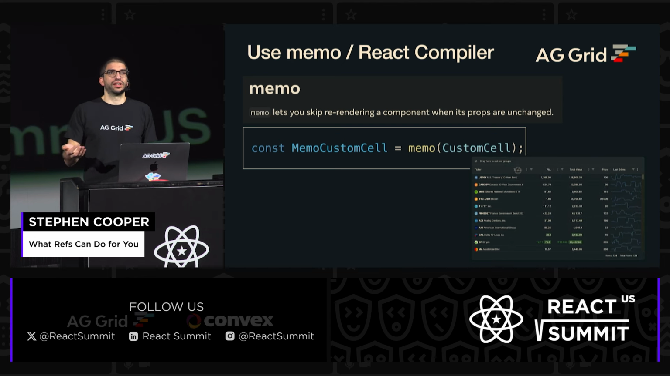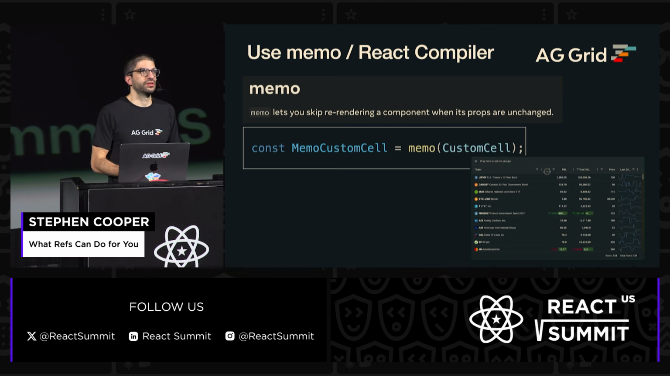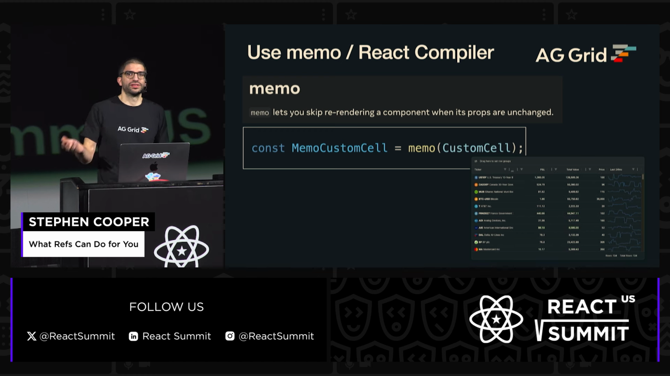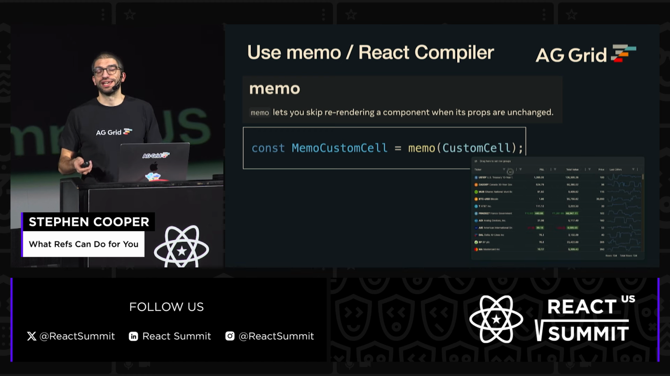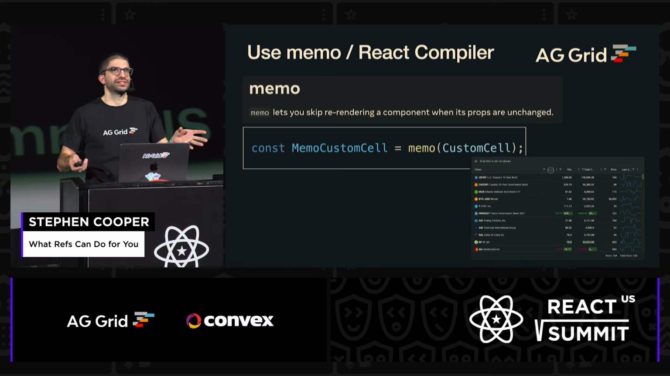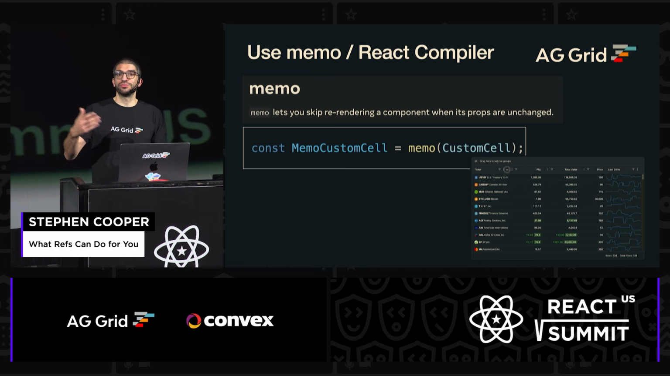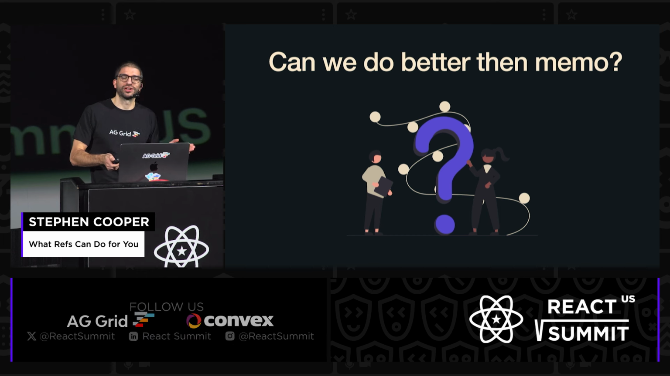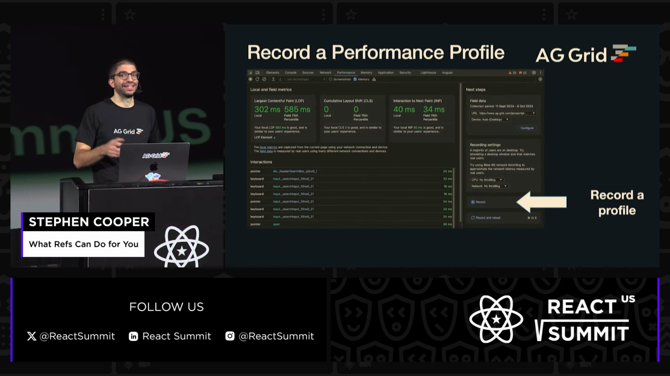So the first step is, well, we can wrap it in memo, or also this is something that the React compiler will take care of for us, so I'm not going to spend much time talking about that. That helps us improve the performance, and that might be good enough. But can we actually do better than memo or the compiler? And I think the answer is yes.